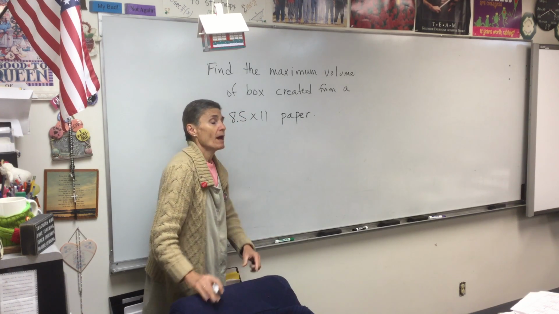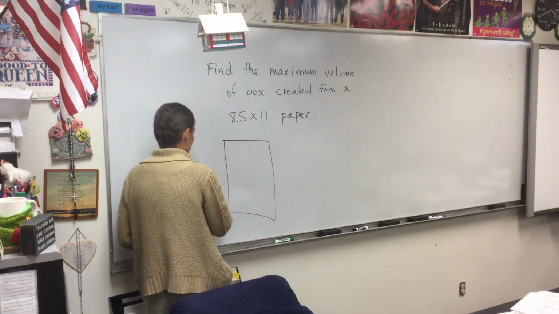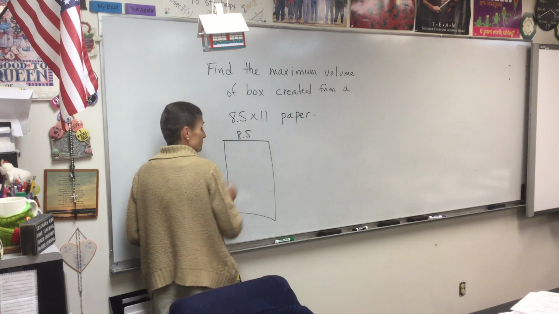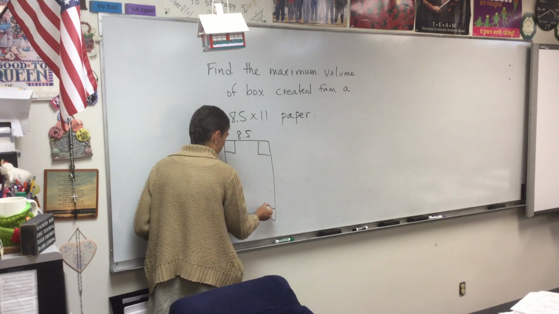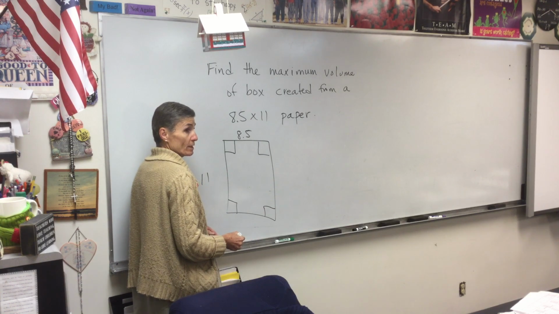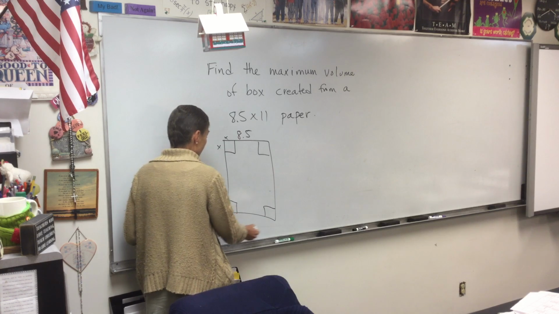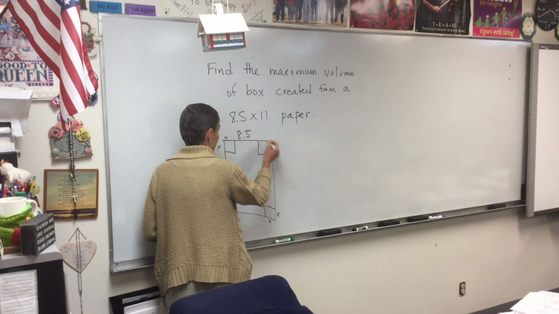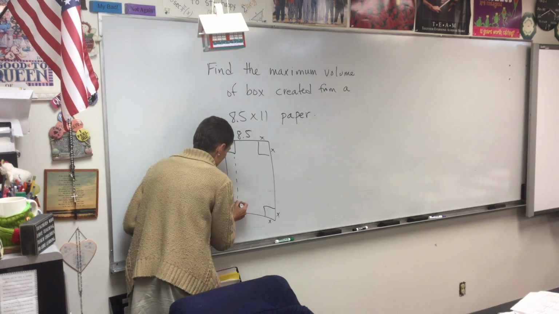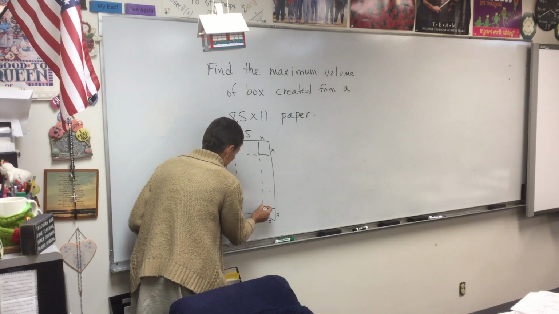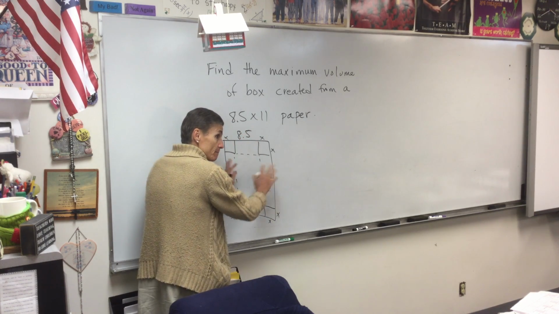So let's talk about what we just did. We took this piece of paper that was 8.5 by 11, and we cut out corners, and everybody's corners were different. We don't know how big they were. Let's just say they're X. These little squares are X on the side. And we folded up the flaps here. Can you visualize that? That's what you just did, right?